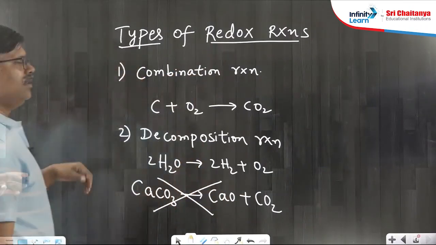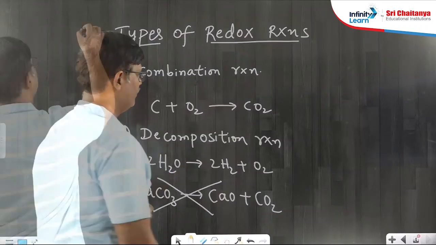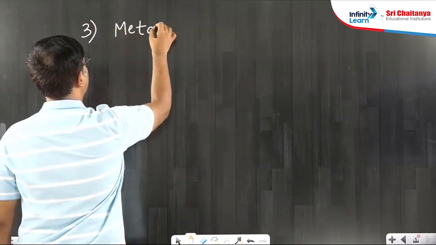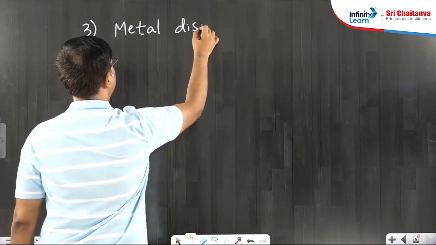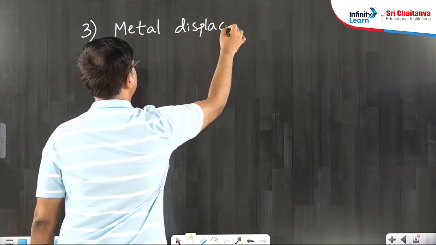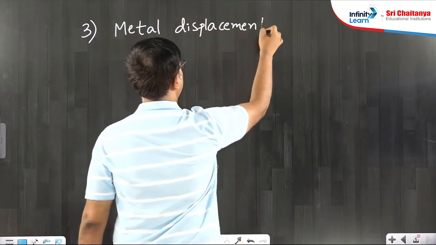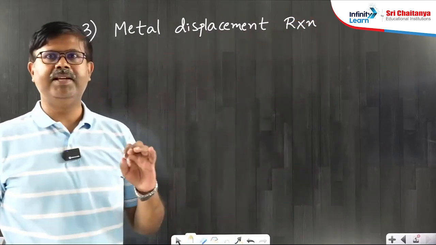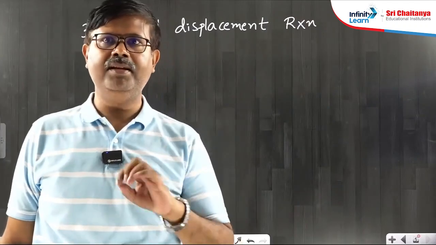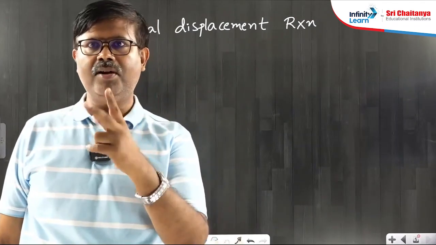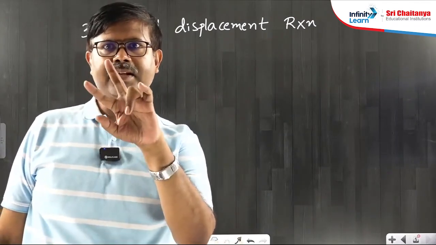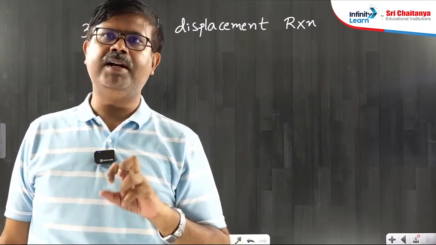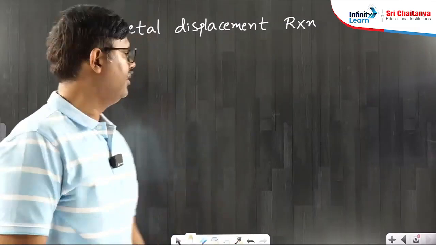Okay. Next, the third type of reaction, metal displacement. Metal displacement reaction, meaning displacing. Displacing means what? Replacing. Metal is replaced or displaced by something. That is called a metal displacement reaction.